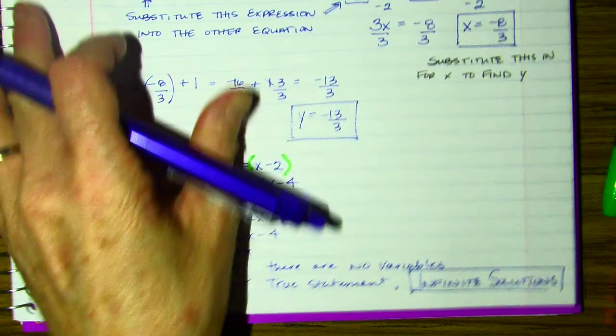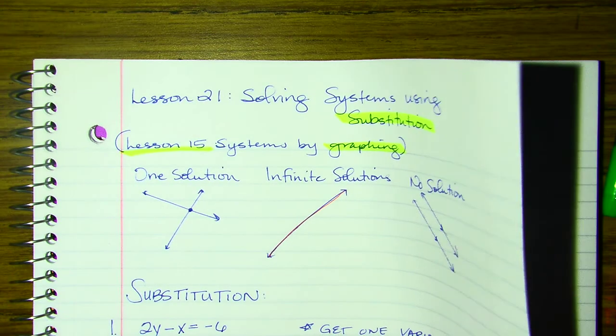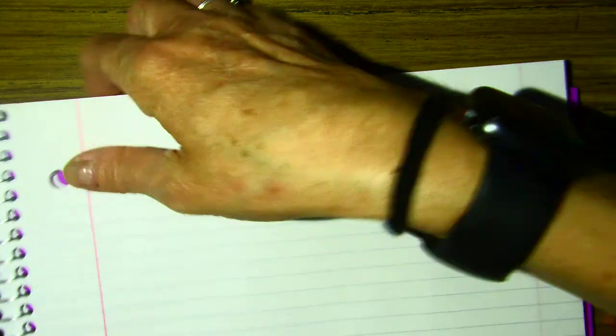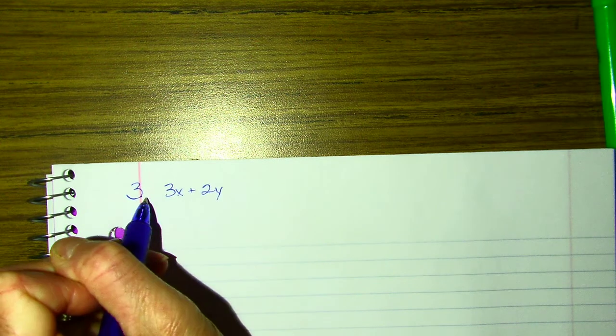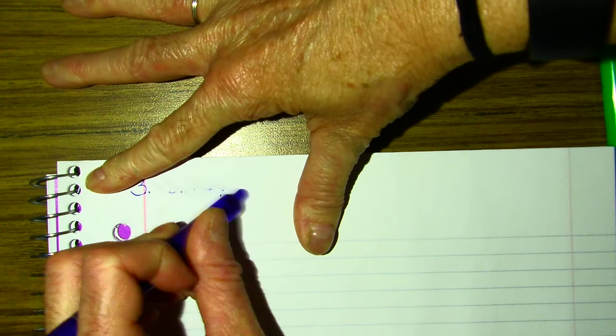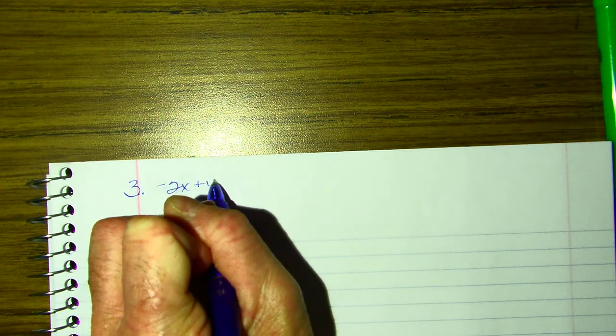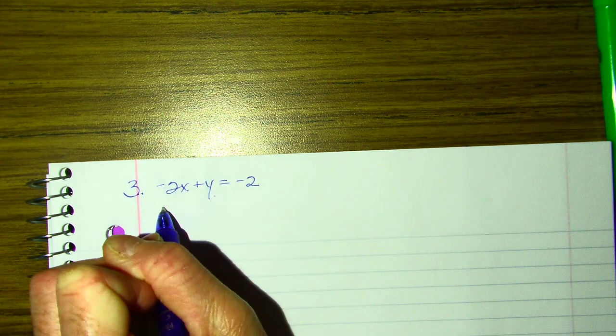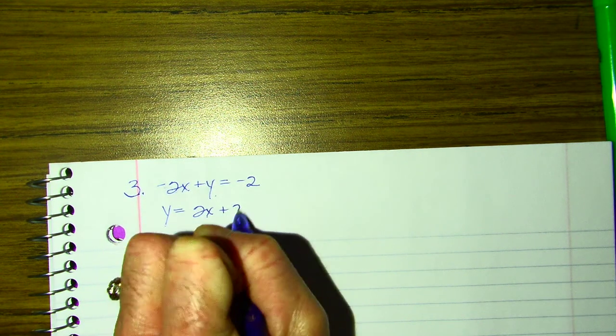Next one. I like to do lots of examples for this one because I want you guys to be really confident solving these. So next one, 3x plus 2y. Well, no, that's never going to happen. So negative 2x plus y equals negative 2, and y equals 2x plus 2.